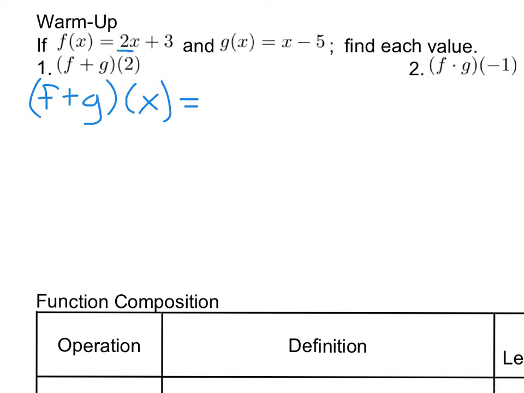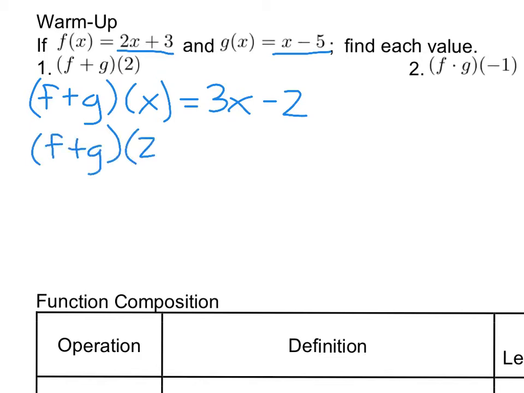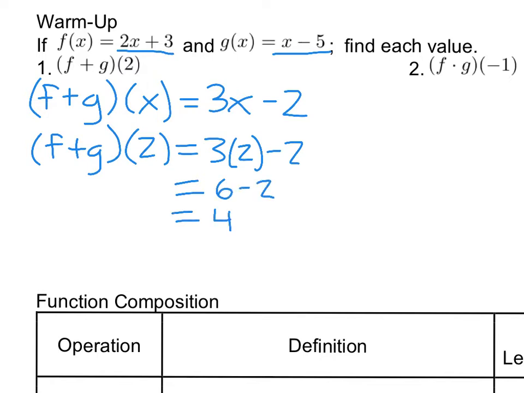So if I'm adding 2x plus 3 and x minus 5, that would make 3x minus 2. And then I take my answer and I plug in 2 for x. So if I do that, I get 6 minus 2, which is 4. So that was adding f of x and g of x together and then plugging in 2.